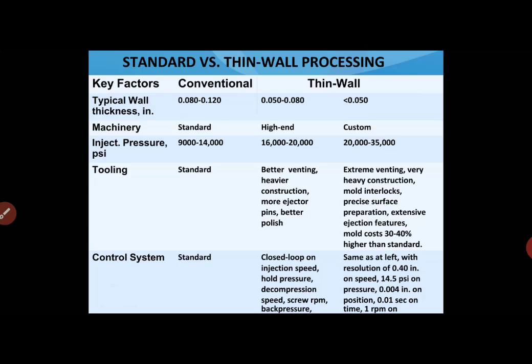For conventional injection molding, standard tooling is sufficient, but in thin walled, better venting construction is required, and more ejector pins and better polish are required. And for control systems, standard control systems are sufficient for conventional, but for thin walled, closed loop control on injection speed, hold on pressure, decompression speed and screw speed is required.